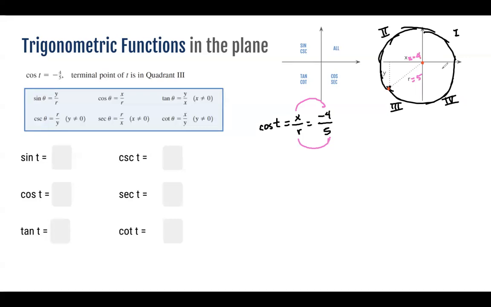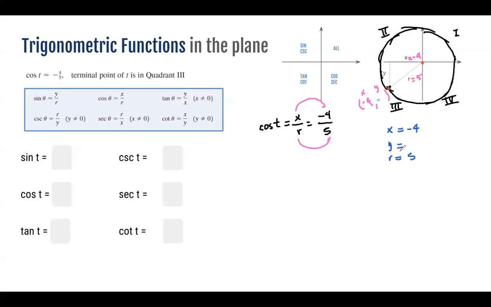So we're just missing y, but it makes sense that x is negative since we are in quadrant number 3. So as of now, we know that this is x and this is y, and x is negative. And because we are in quadrant number 3, we expect to have y as negative as well. And how do we find that y value? Well, let's write down what we know.